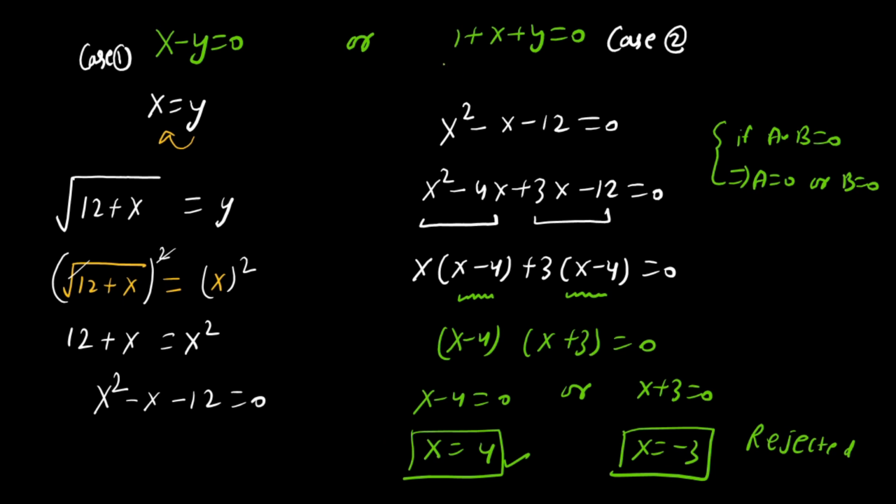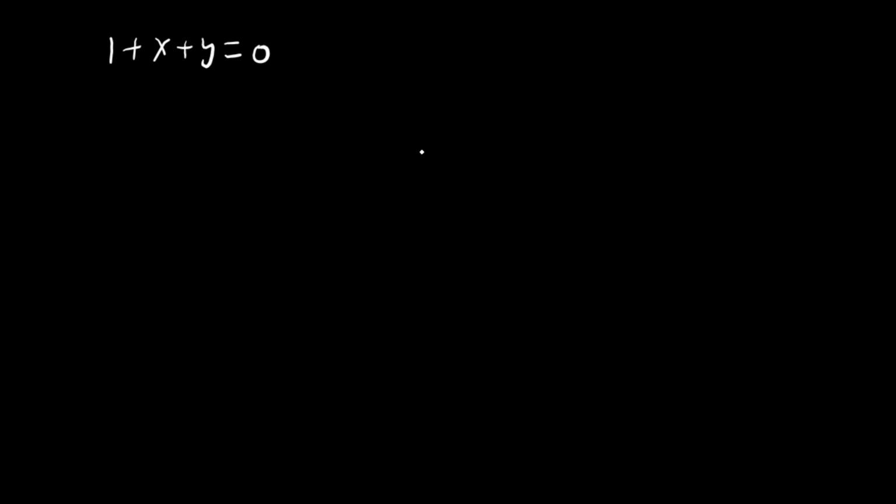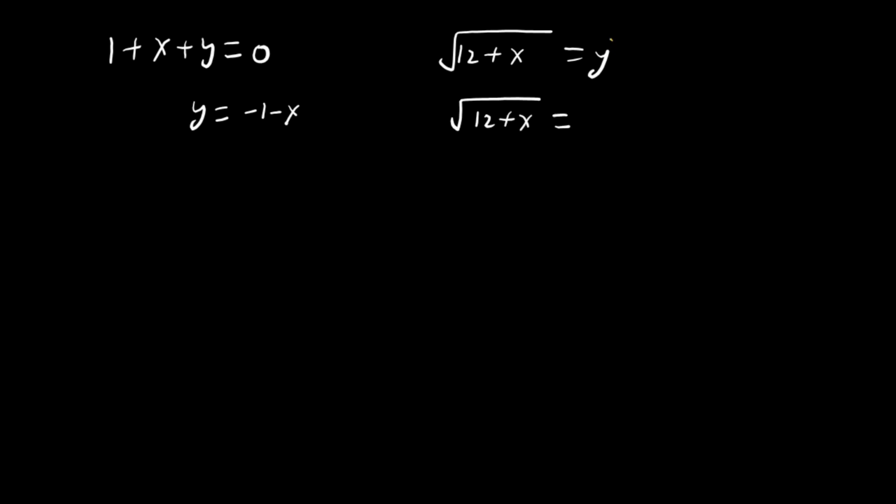Now solve case second. Case second is 1 plus x plus y is equal to 0. And we know that square root of 12 plus x is equal to y. Then here the value of y is minus 1 minus x. Then here square root of 12 plus x is equal to, this y is replaced by minus 1 minus x. Then here minus 1 minus x.